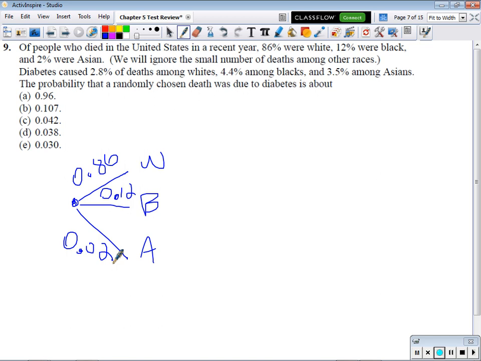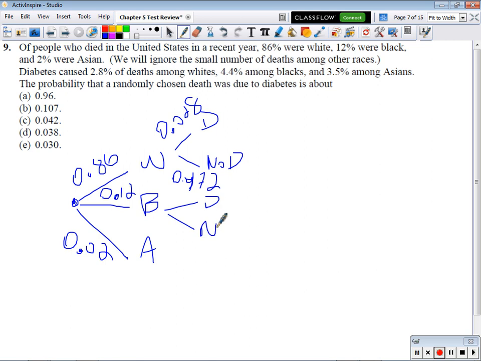Then it says, among white people, diabetes caused 2.8% of deaths among whites. So we have here, let's say, death and then no death. So this would be 0.028, and then this would be 0.972. And then for blacks, we have, once again, death, no death. And for blacks, it was 4.4% cause death. So this would be 0.956.